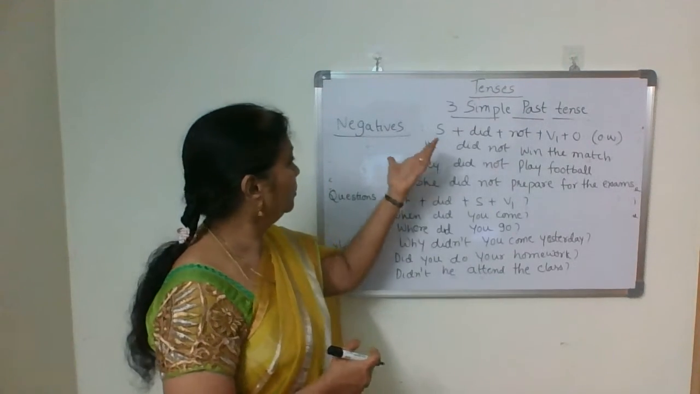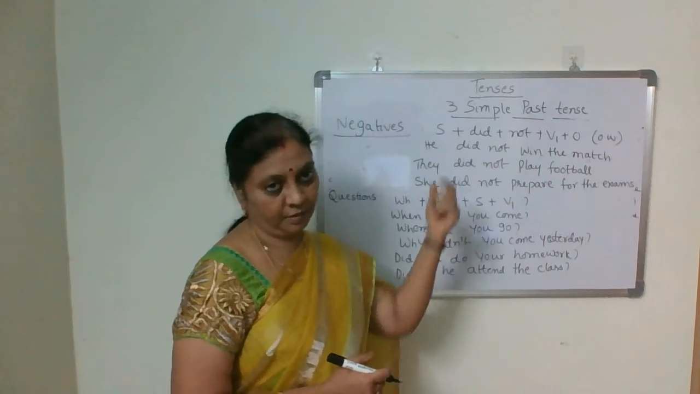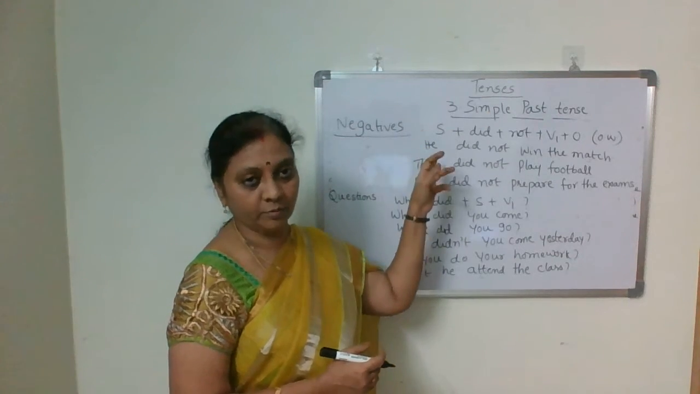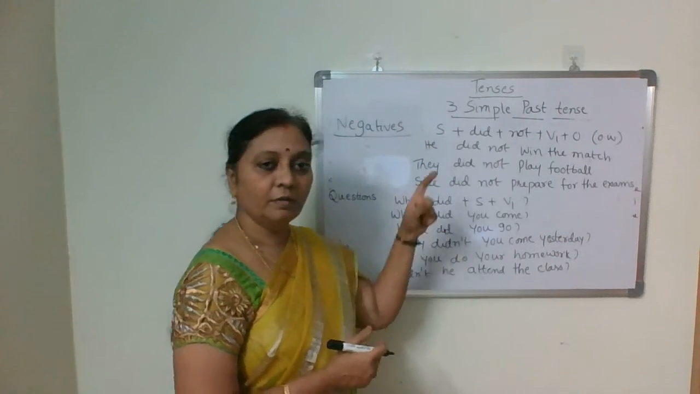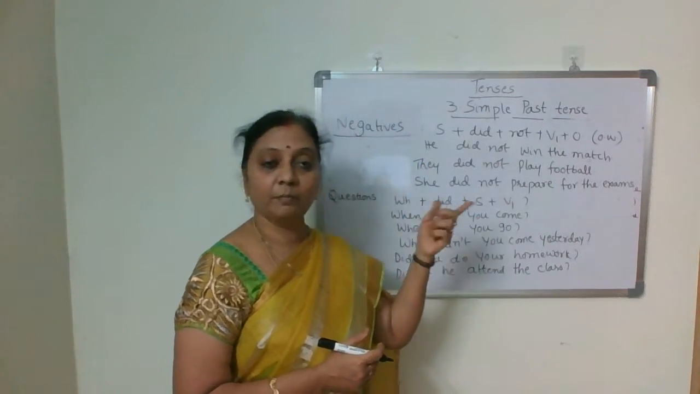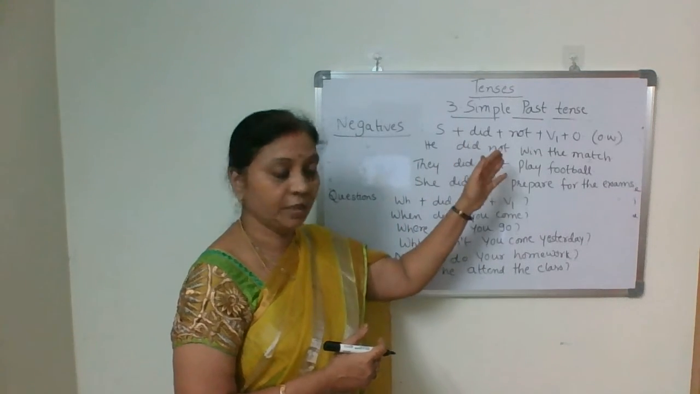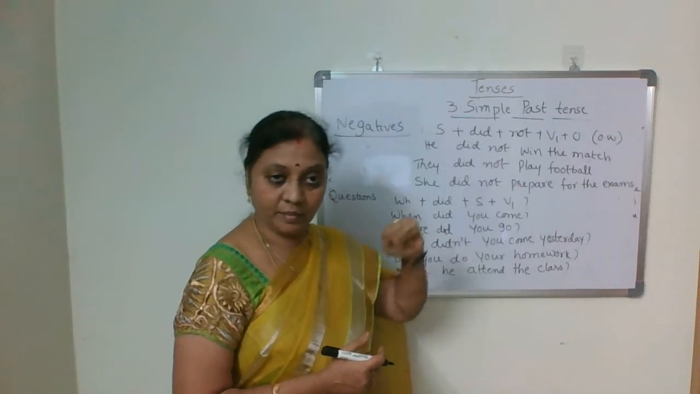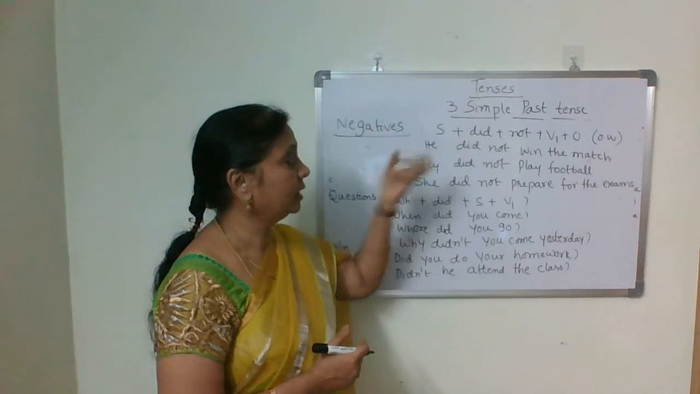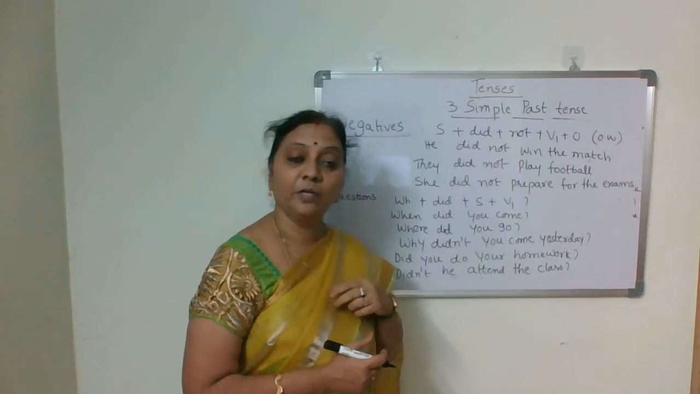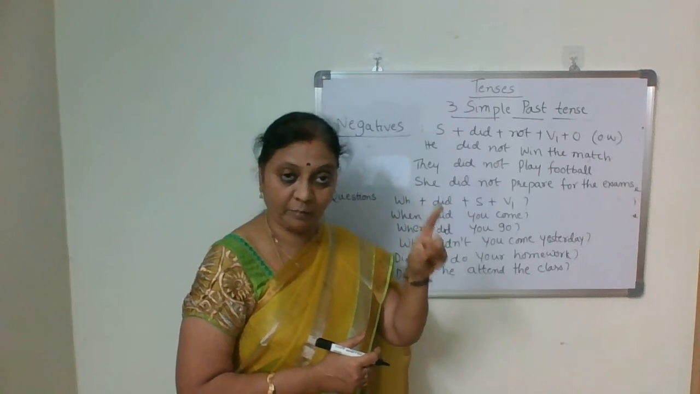Now let's do the negatives in simple past tense. Negatives. Then what is the structure we use? First, for affirmative sentences or positive sentences, what is the structure? Subject plus V2 plus object, isn't it? But here it slightly changes. We have to take the help of do forms to frame negatives.